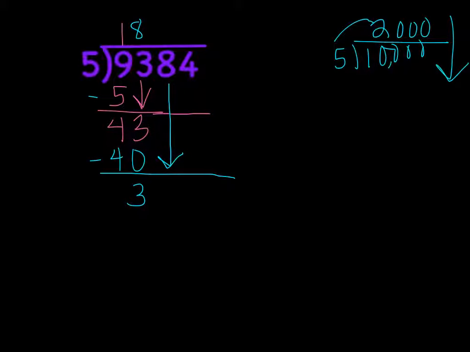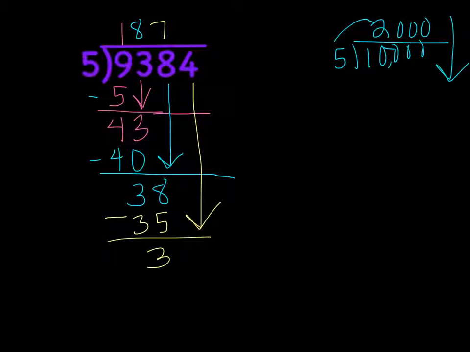Notice I'm going 1 digit at a time. Oops, sorry, I'm trying to fix my color. Here we go. And now I ask, how many times does 5 work with 38? Well, 7, because 7 times 5 is 35. And now I'm left with 34.